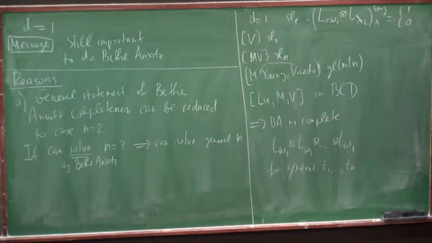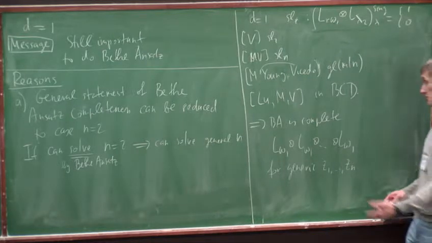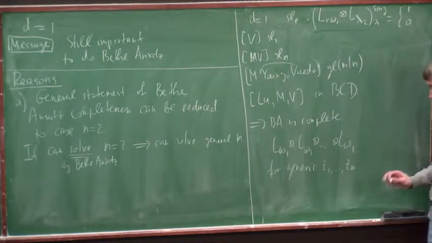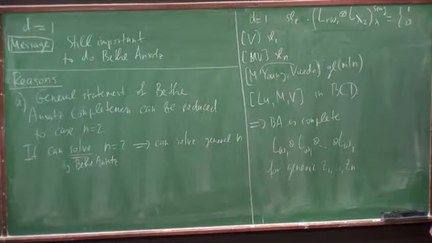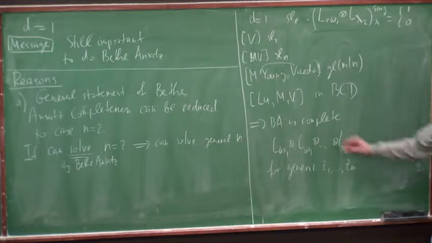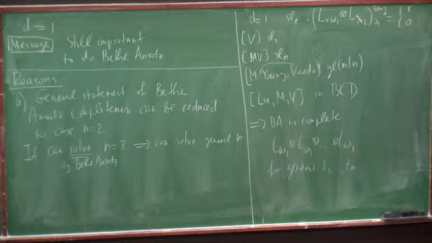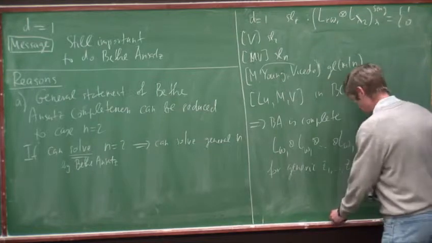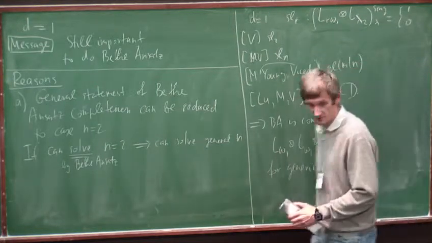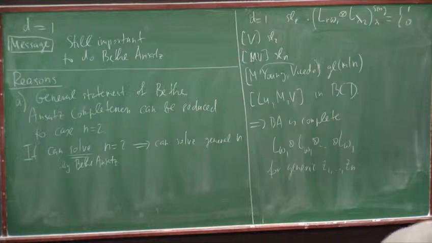And so why is it good? Well, it's the start of another project, which I'm not going to talk about. What you want to do is understand those Bethe vectors in a different way, connect them to geometry, and then prove more and more properties. But nevertheless, this is one reason why this Bethe ansatz can be done. But this is not the only reason. So let me give you some more reasons to do this.